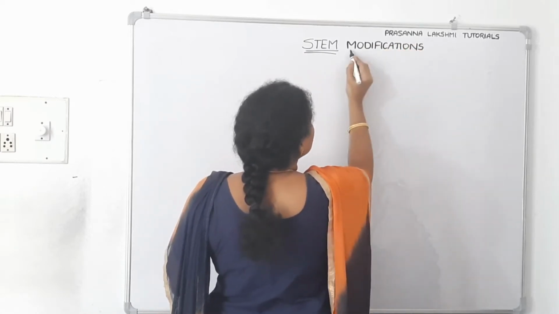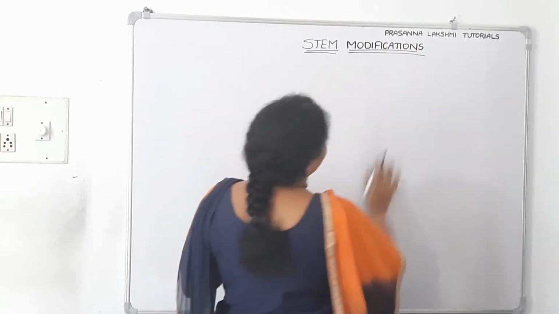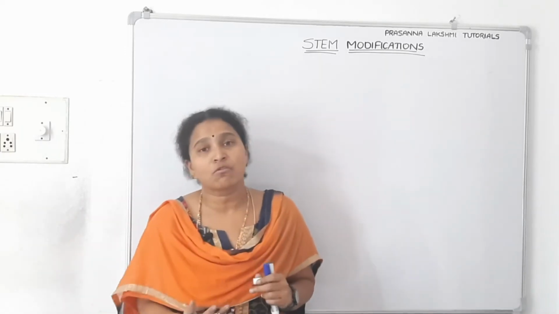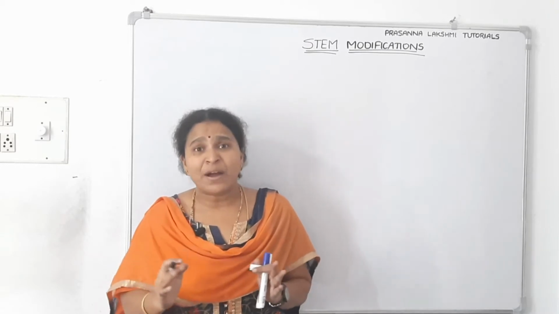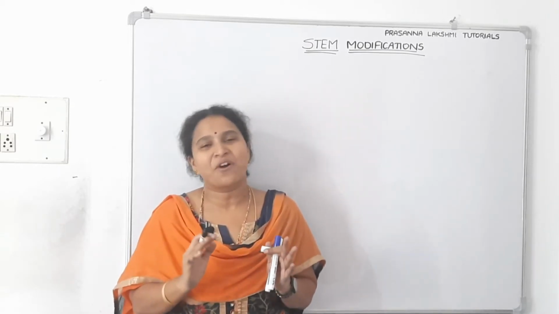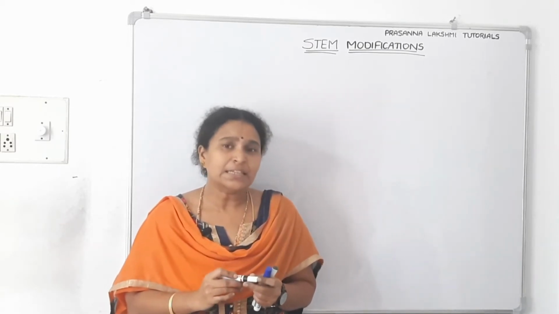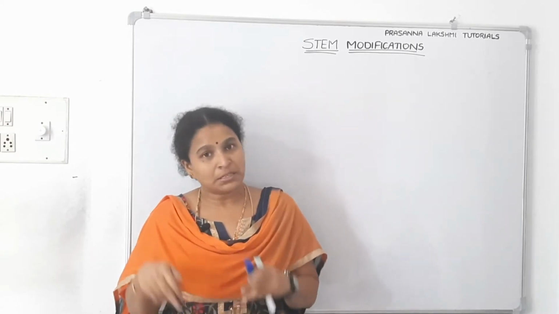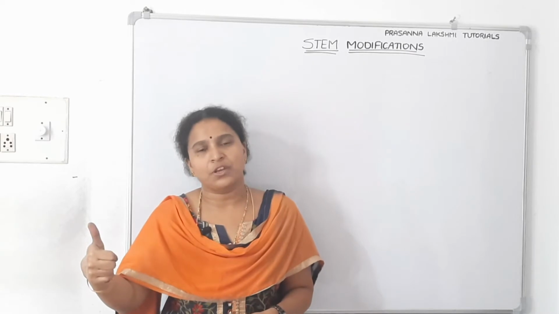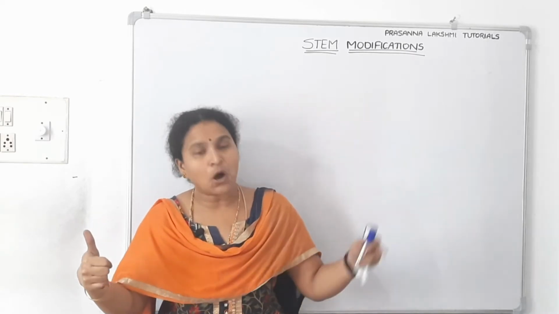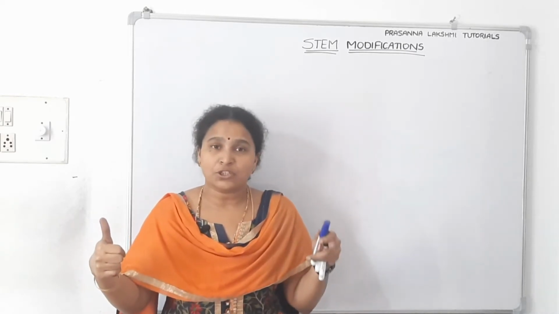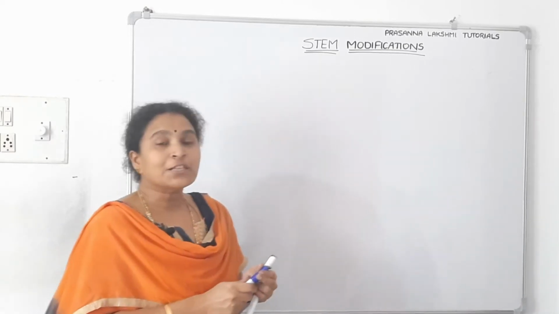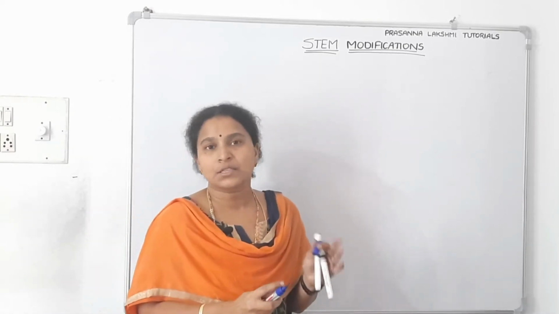Now we know the stem has basic functions to do. Apart from those basic functions, if it is doing many additional roles, then all such advanced specialized stems are called stem modifications. We can categorize the stem modifications under three types. If the modified stem is underground, it is underground stem modification. If the modified stem is crawling, subaerial stem modification. If the modified stem is erect, then aerial stem modification. So first we'll see the flow chart and then we'll discuss one by one.